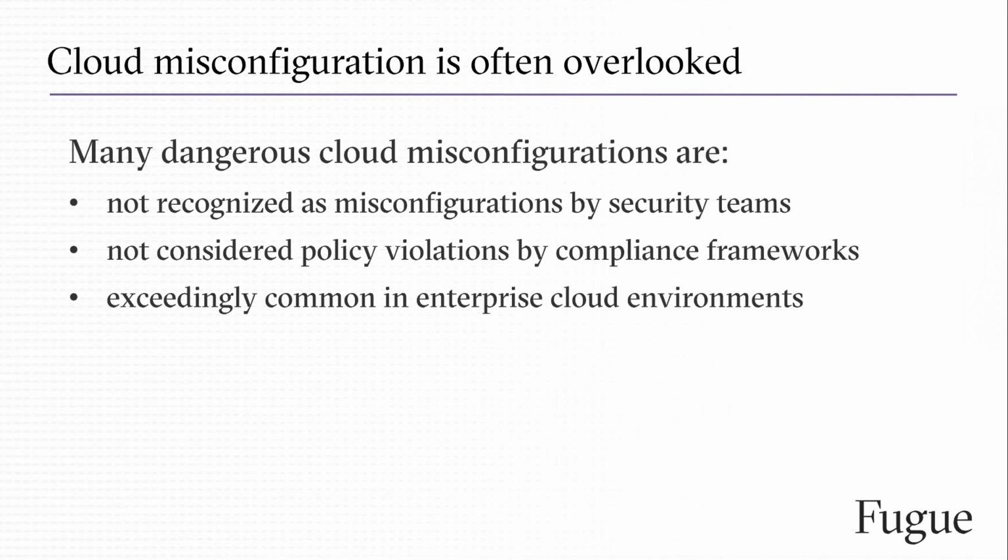But in addition to that, many dangerous cloud misconfigurations aren't really recognized as misconfigurations by security teams. They're not considered policy violations by the compliance frameworks that many of us use and rely upon, NIST or CIS or whatever. They haven't really captured the full realm of how misconfigurations can be exploited by black hats. And therefore, misconfigurations of one form or another are very common. In fact, prior to founding Fugue with Drew, I was at AWS, and I've never seen an AWS environment that didn't have some misconfigurations. They're very common.